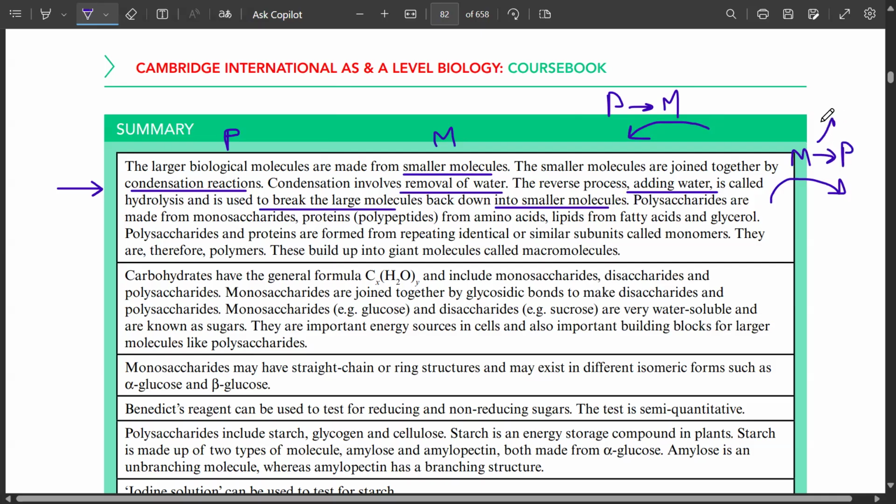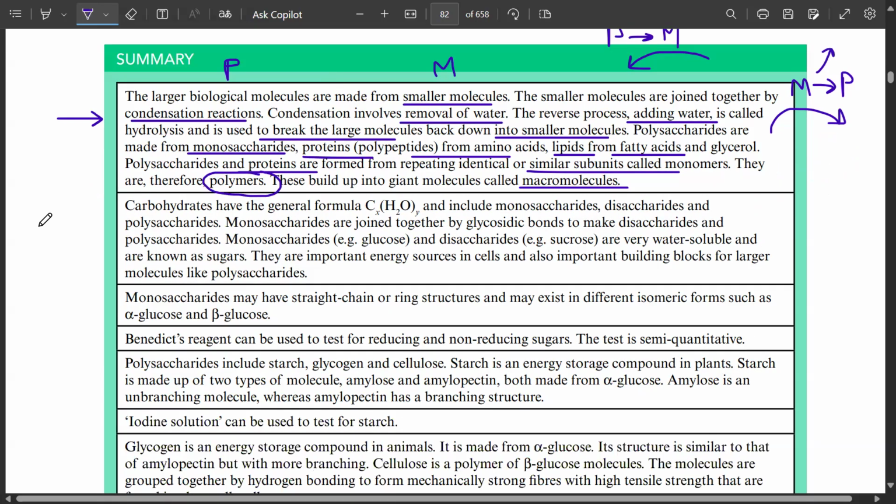Condensation is done by loss of water. Hydrolysis is done by addition of water. Hydrolysis means breaking. Condensation means joining. Polysaccharides are made from monosaccharides, proteins from amino acids, lipids from fatty acids and glycerol, and polysaccharides and proteins are formed from identical or similar subunits called monomers. They are therefore known as polymers as well, क्योंकि वो भी macromolecule बना सकते हैं.